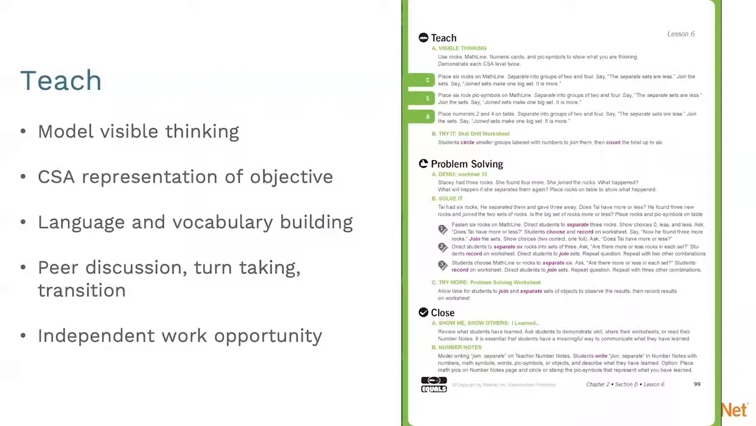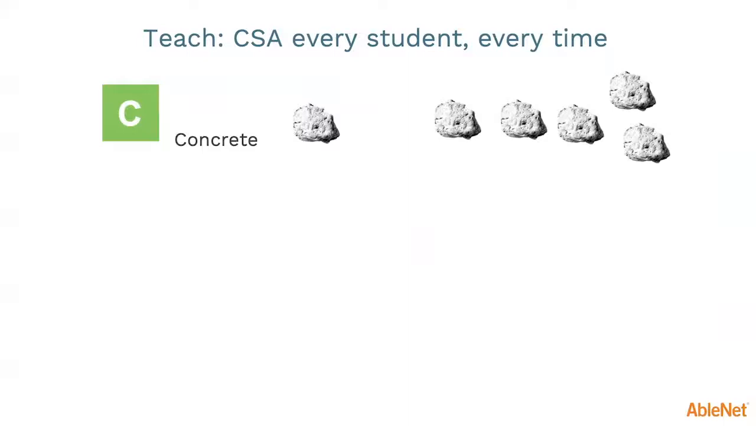Teachers will model the CSA representations for all students. It is important that students experience each representation as they connect the objectives and the math skills. In this example, teachers begin by placing rocks or backyard objects on the table or math line and demonstrate how to join and separate these sets to make groups of more and less.